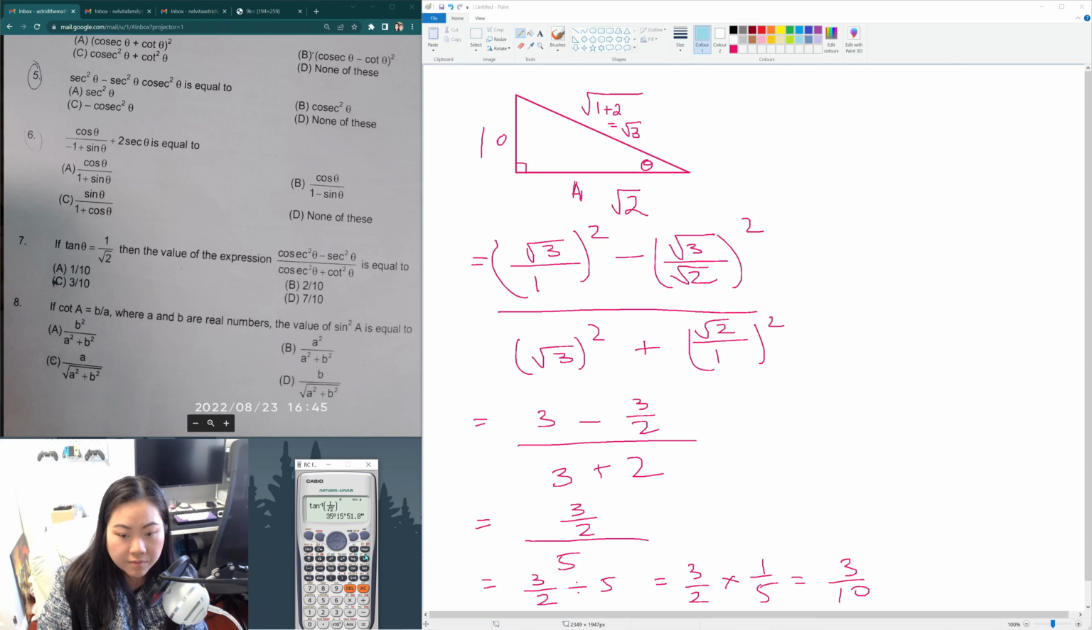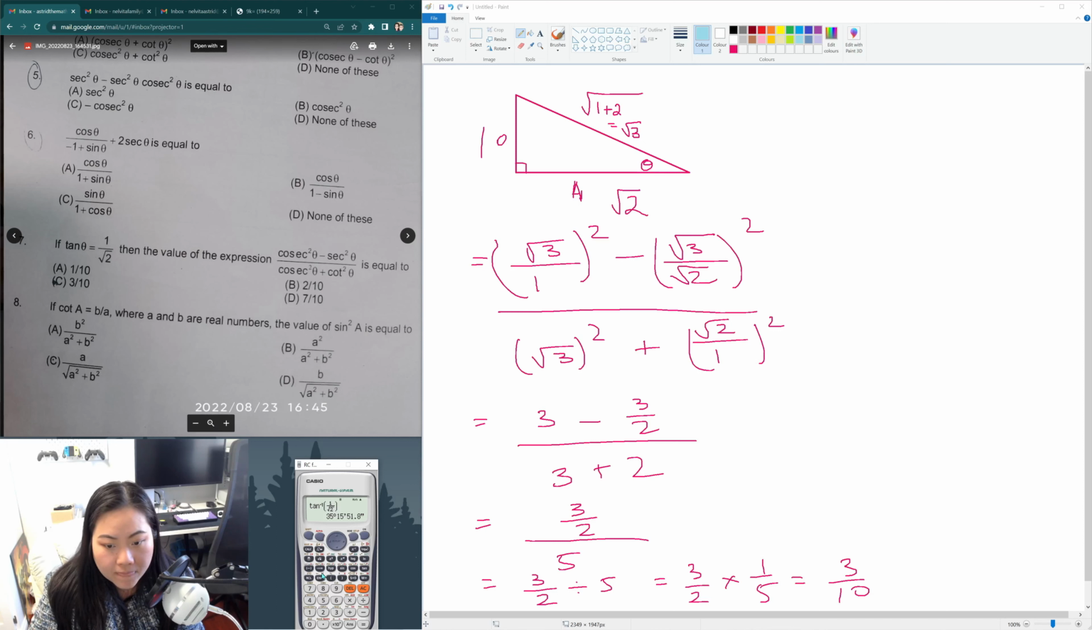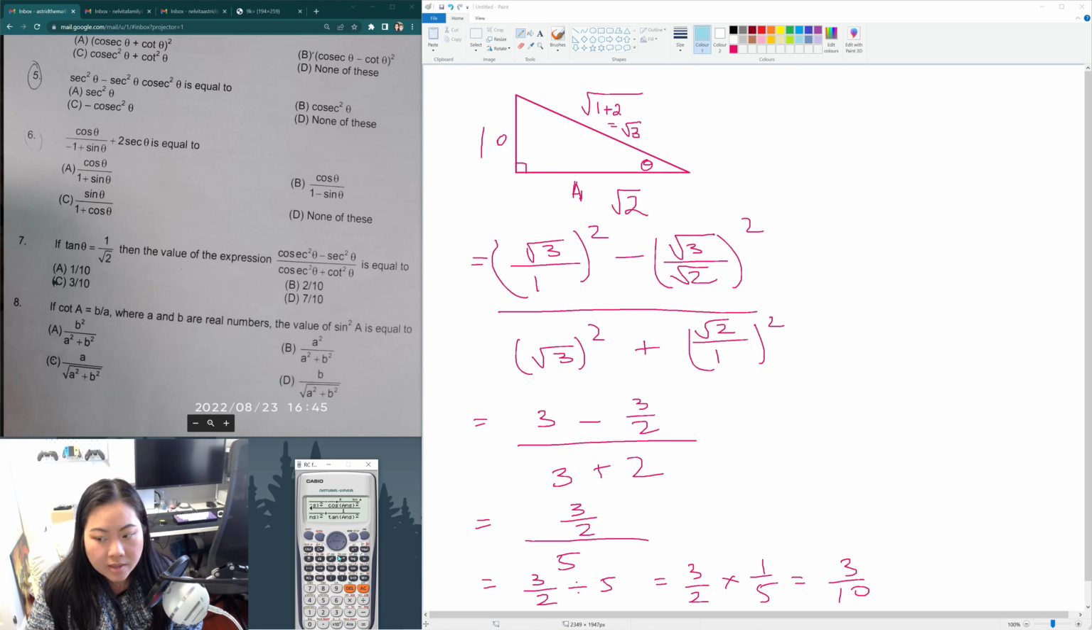So we have to substitute this value for theta into this fraction here. Let's do it. Okay, so we start off with a fraction. And we should get 0.3 because that's 3/10. Hey, we got 3/10. There you go.